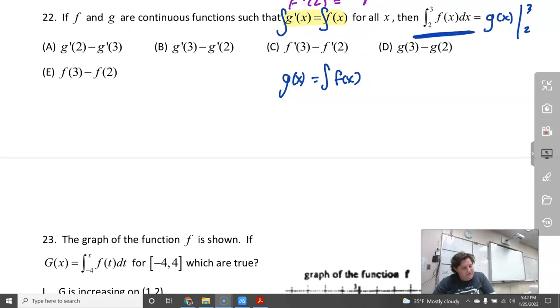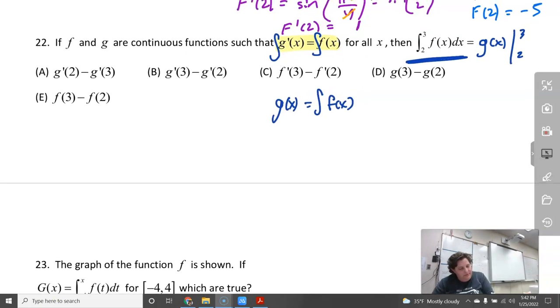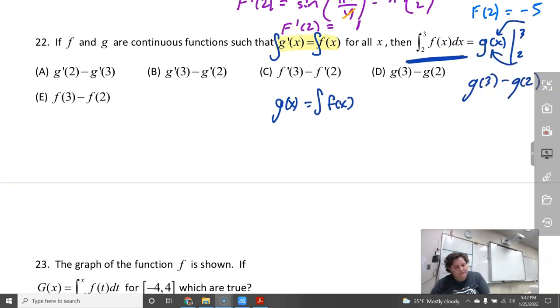So that just means I plug in the top, g of 3, I plug in the bottom, g of 2. So what this means is it's g of 3 minus g of 2. That's technically the first fundamental theorem of calculus, but it says you actually integrate the thing and then you do top minus bottom.